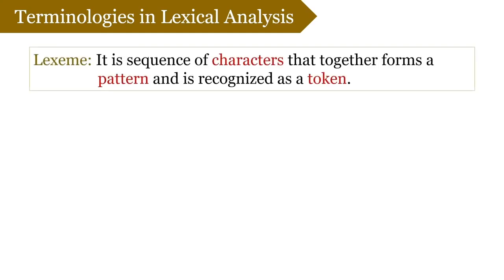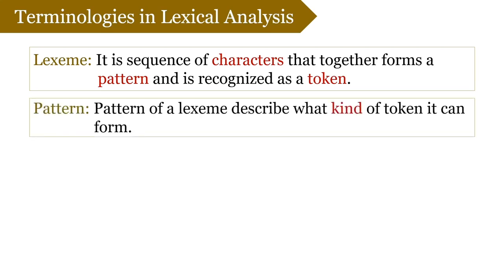Before proceeding further, let us discuss some terminologies that we come across while discussing lexical analysis. Lexeme: it is a sequence of characters that form a specific pattern, and that pattern can be recognized as a token. The pattern of a lexeme explains what kind of token it can form, like some specific patterns form a keyword, some form a constant, some form an identifier, some a separator, etc.